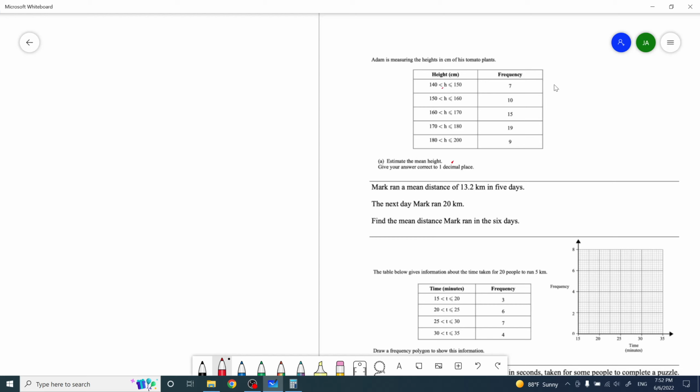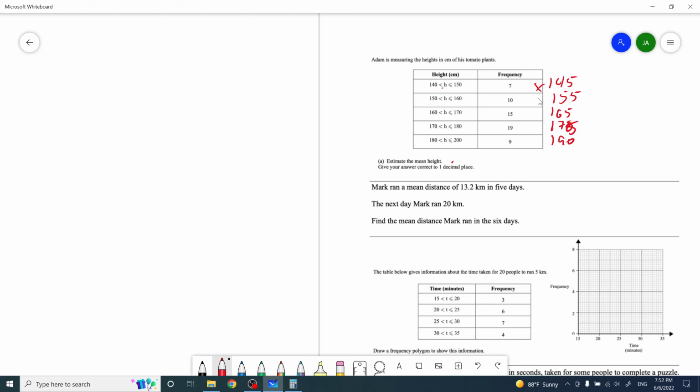So the midpoint here, between 140 and 150 is 145. From 150 to 160 is 155. From 160 to 170 is 165. 170 to 180 is 175. Be careful, they like to trick you. 180 to 200, much bigger interval now. Why did I put 8? That's a 5. Is going to be 190.